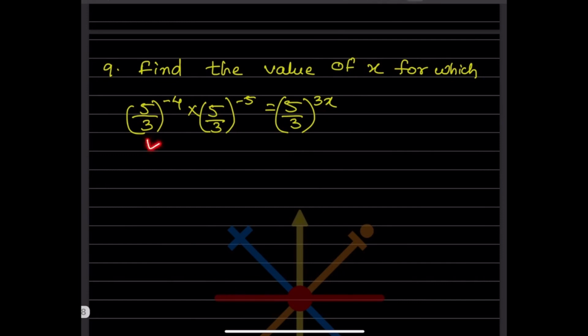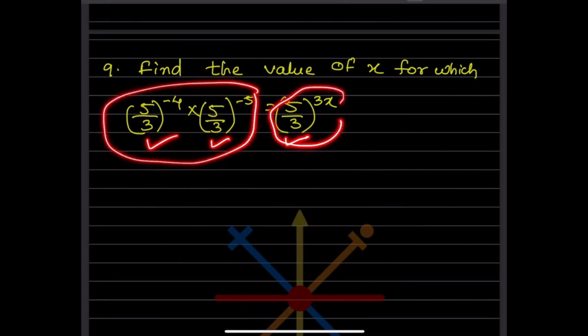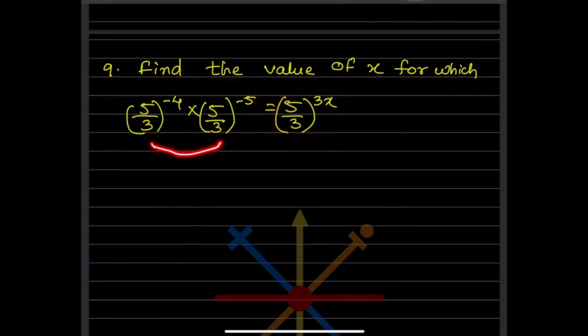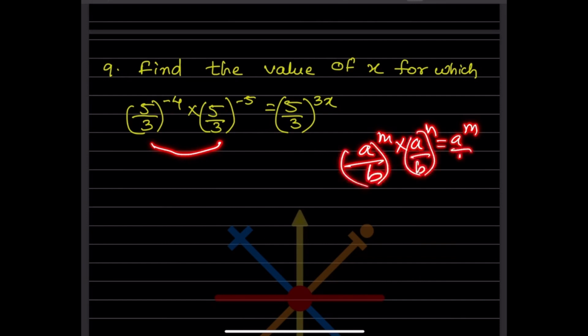So now here we have to find the value of x. Can you see the base? All the bases are same. This is the left hand side and this is the right hand side. Now let us solve the left hand side first. You know that a raised to m into a raised to n will be a raised to m plus n. So because it is in the fraction, it will be m plus n.